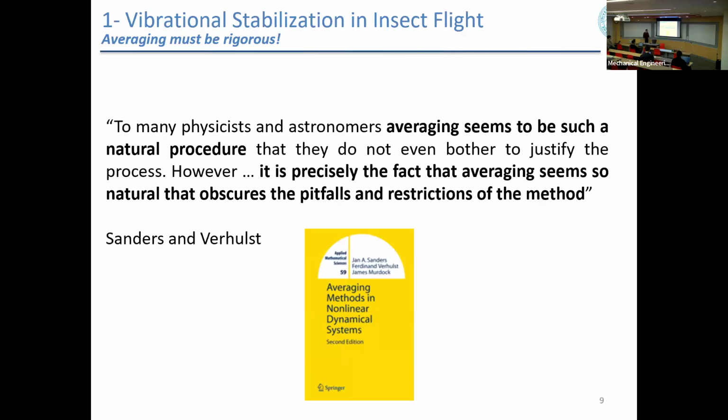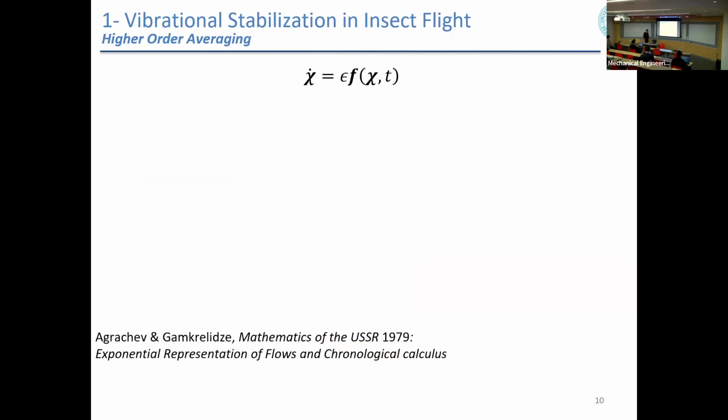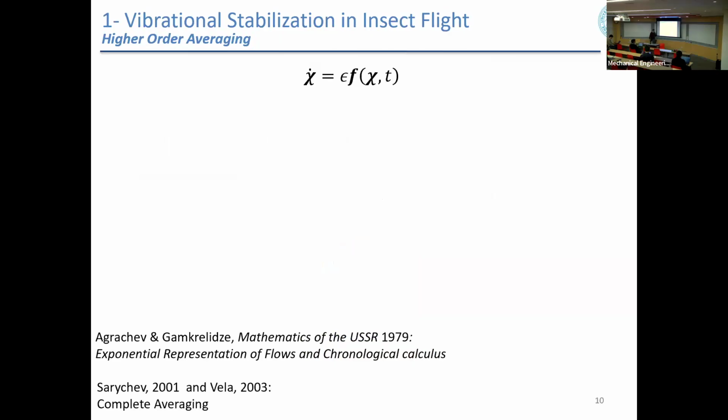And if you dig a bit more in the math, you always find Russians behind the scenes, right? So this is Agrachev and Gamkrelidze, two Russian mathematicians. They wrote this paper in honor of the 70th birthday of Pontryagin, the founder of optimal control theory. In this paper, they developed a new calculus for time-varying dynamical systems. It's called chronological calculus. And later, Sarychev, another Russian mathematician, and this is Patricio Vela. This was his PhD dissertation under Marsden at Caltech. They used these tools to develop what they called complete averaging.